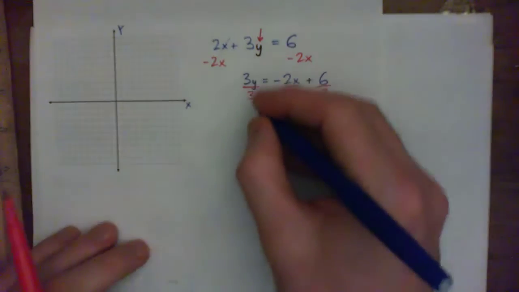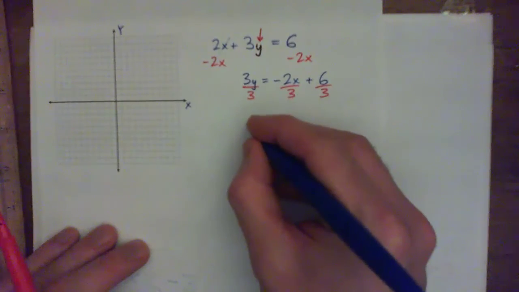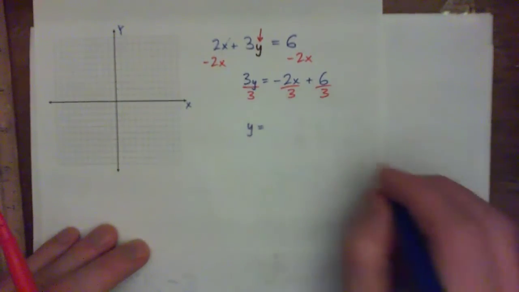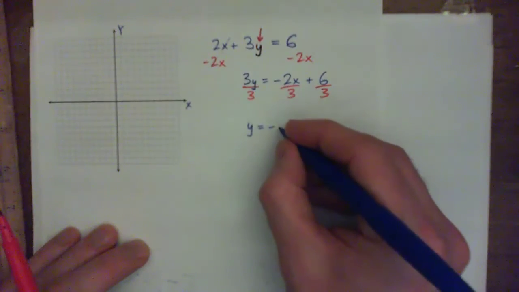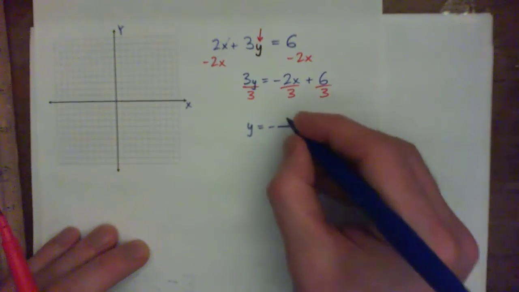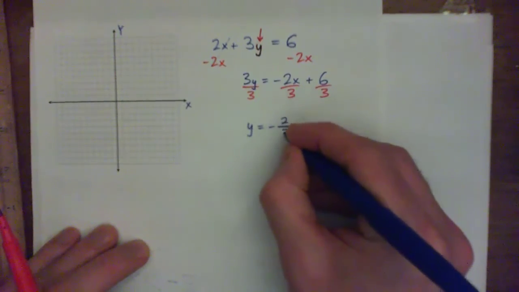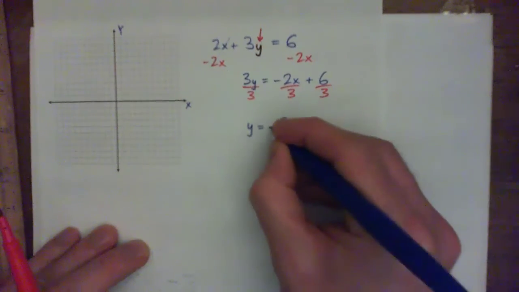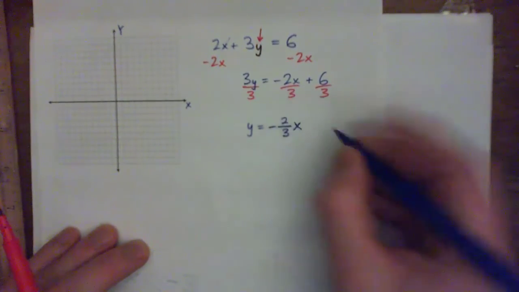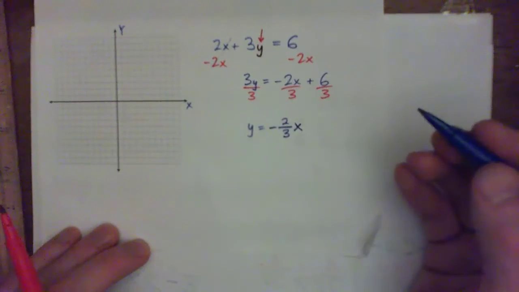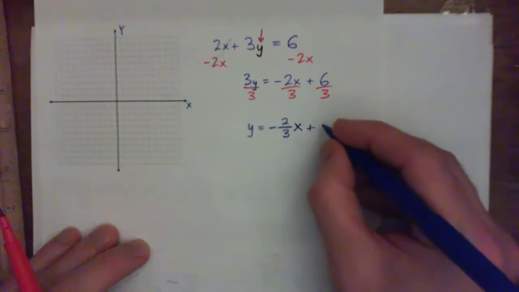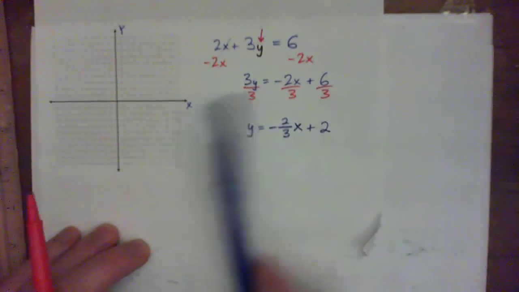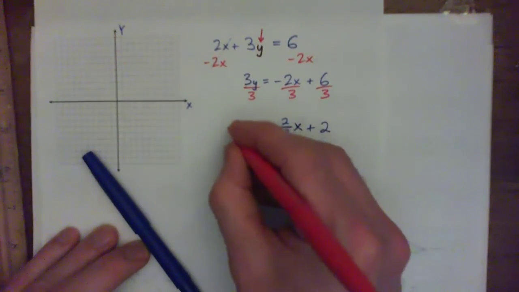And now 3y over 3 is just y, isn't it? And we have negative 2x all over 3. That can be written like this. Negative in line with a fraction bar, and then 2/3 x. Negative 2/3 x. You could leave it negative 2x over 3 if you want. It doesn't matter. And then 6 over 3 is 2. Okay with that? Yes.